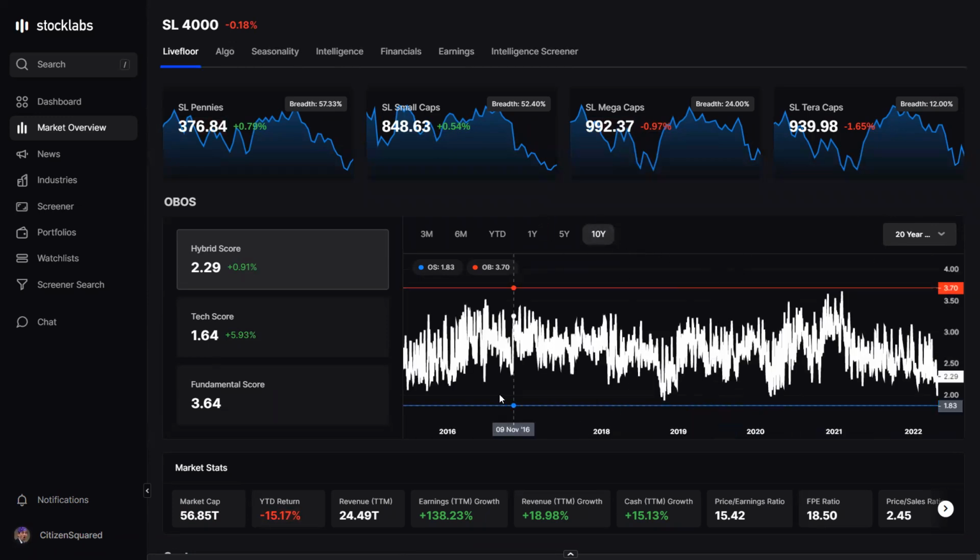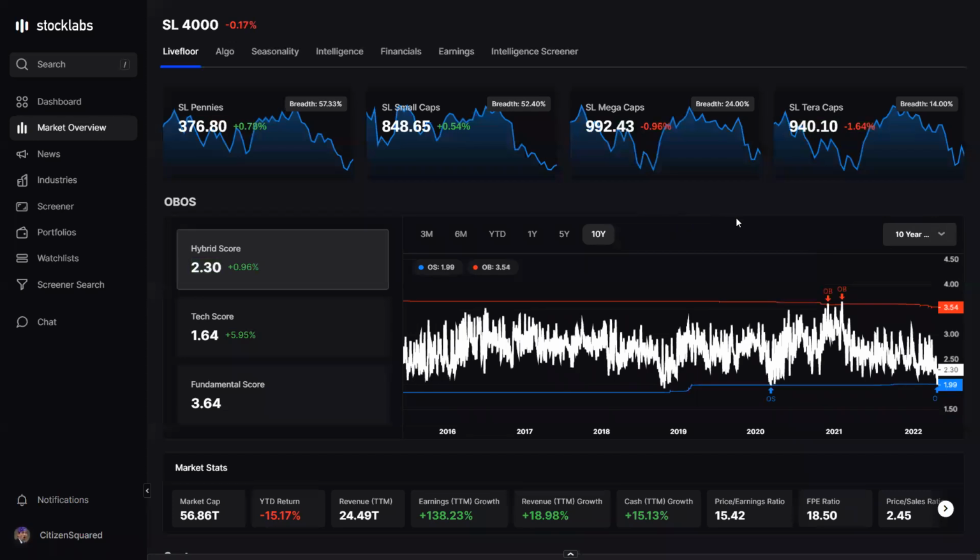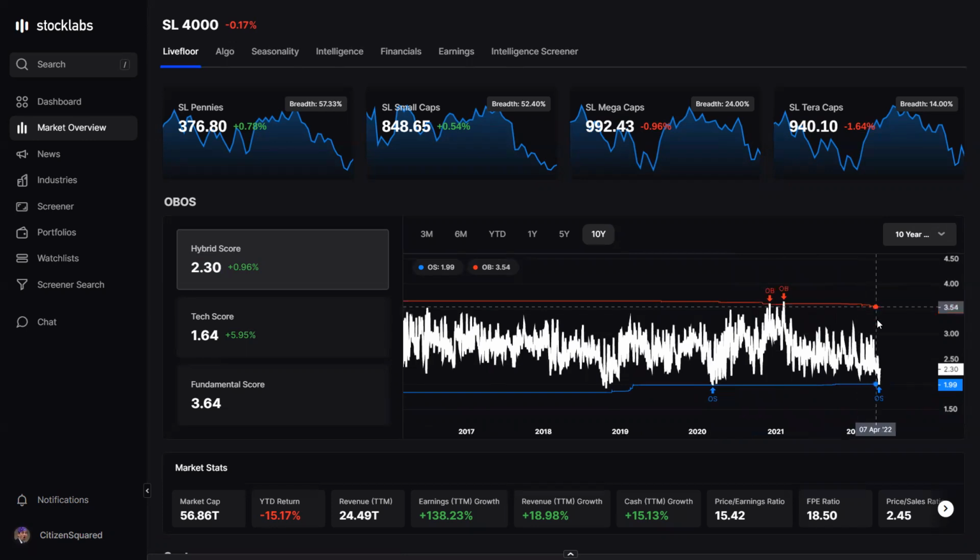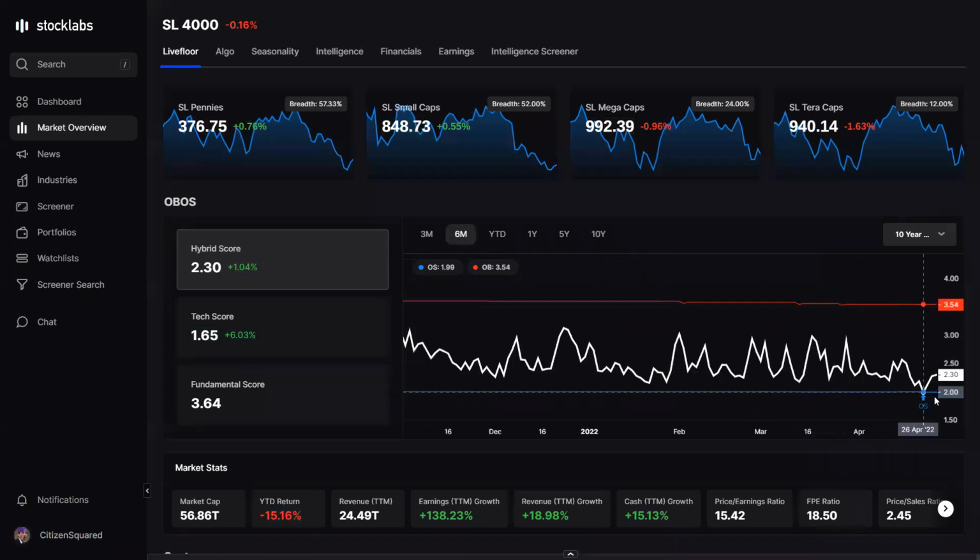So let me see, do we have any? We don't have any 20-year oversolds in the last 10 years. 10-year oversold, we have a couple. So it's good that you guys are here today, because we had one of these back at the COVID bottom, and we had another one the other day, so 2 days ago.